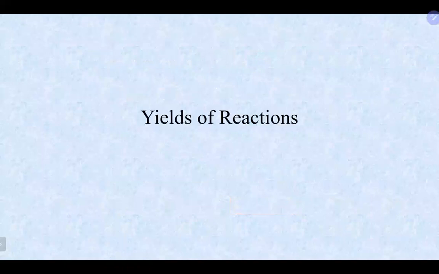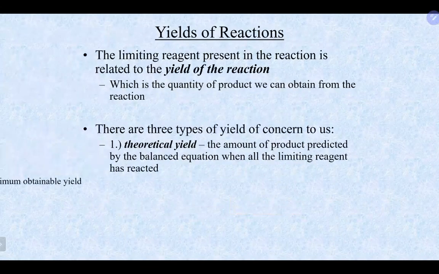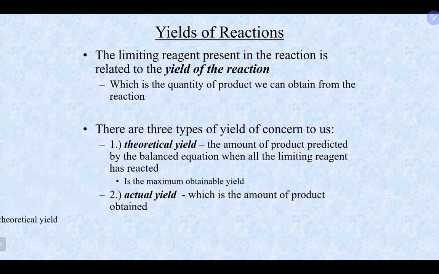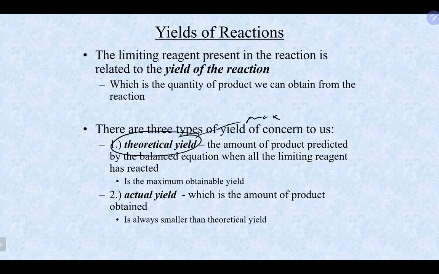So let's talk a little bit about yields, which we've been touching upon as we've been going through some of these calculations. There are really three types of yields that we are oftentimes interested in. One is the theoretical yield, and the theoretical yield is pretty much what we've been calculating anytime from the equation and how much you start with. It's really the maximum yield that you should get.